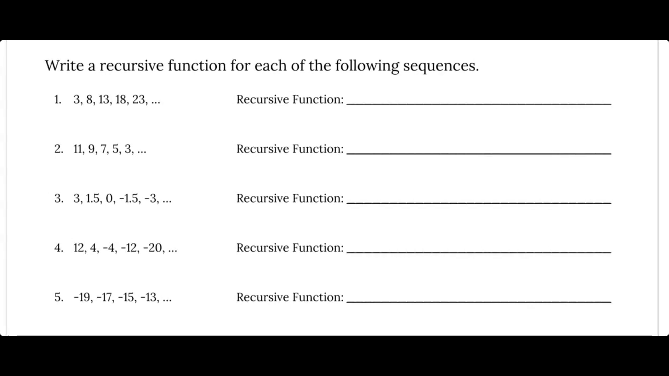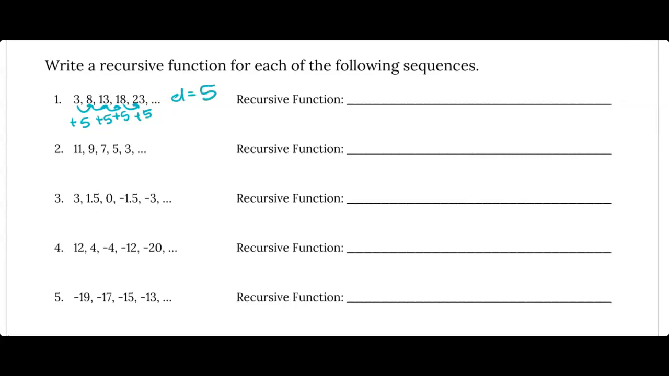So when I look at my sequence, the first thing I always want to do is figure out my D. So I know to get from 3 to 8, I add 5. And to get from 8 to 13, I add 5. And to get from 13 to 18, I add 5. And from 18 to 23, I also add 5. It's always important to make sure that you're adding the same amount to every term. So my D is 5.